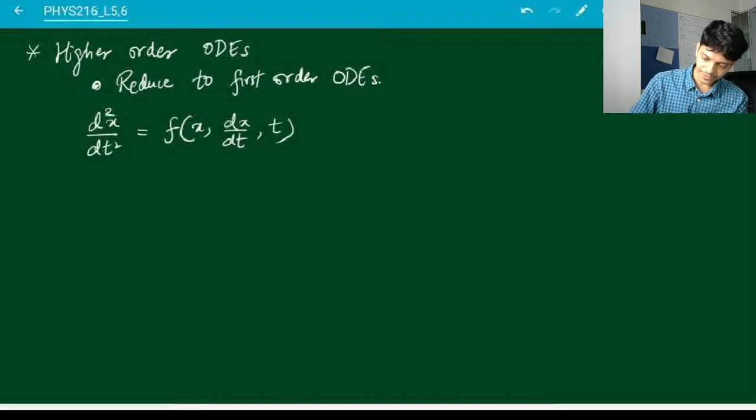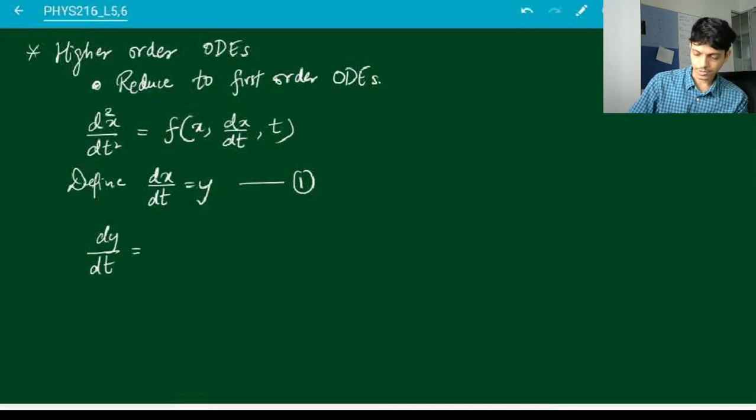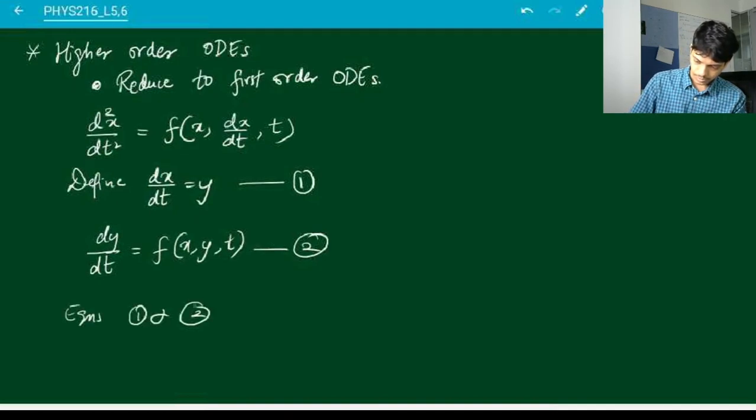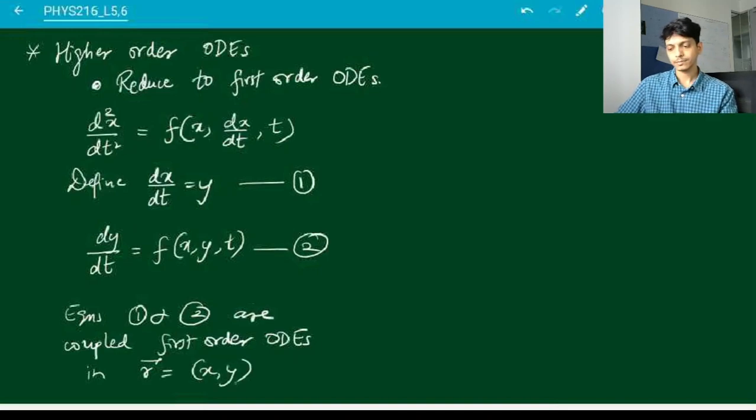So what I will do is I will define dx by dt as some y. So let's call this equation 1. Then my second order differential equation just becomes dy by dt, because dy by dt is d2x by dt square. So dy by dt is some f of x, y, t. We call this equation 2. Now you will notice that equations 1 and 2 are just coupled first order ordinary differential equations in x and y, right? So this tells you dx by dt in terms of y, and this is dy by dt in terms of x, y, t.